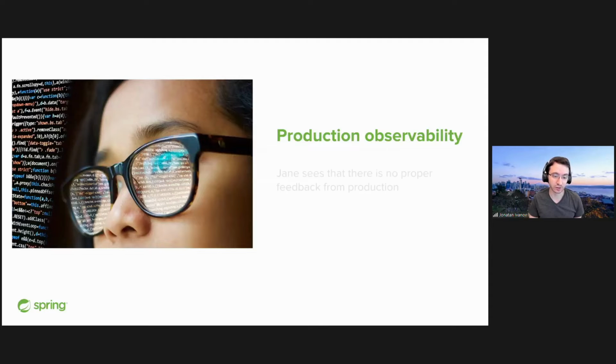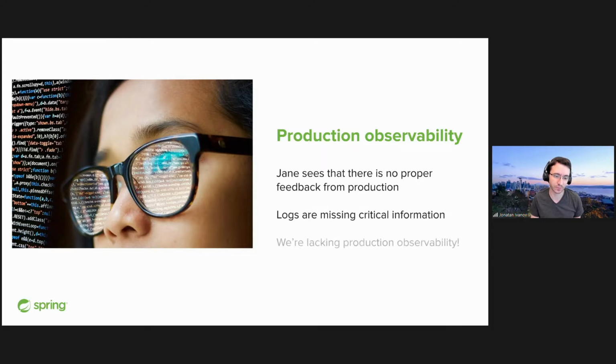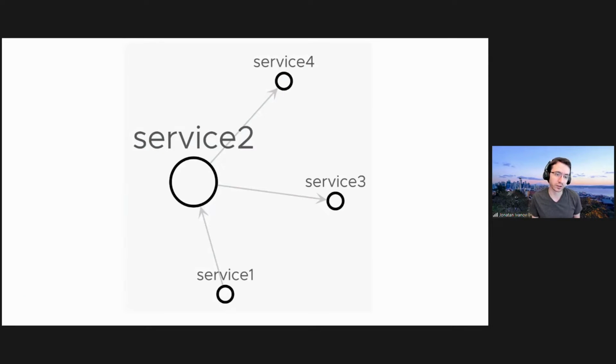So Jane saw that there is no proper feedback from production. The logs are missing critical information. So we are lacking production observability here. In order to address this, she wants to address 2 questions. The first one is, what if the applications collect and publish metrics? And also, is there a way to correlate logs so that she will know which log entries belong together?